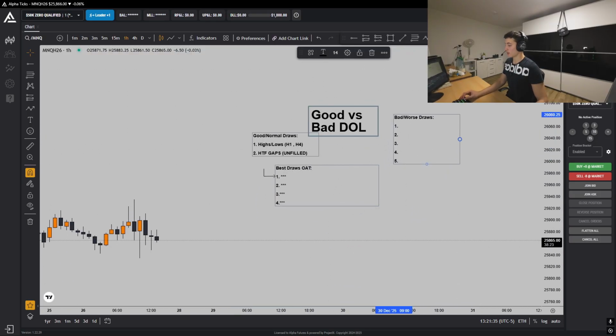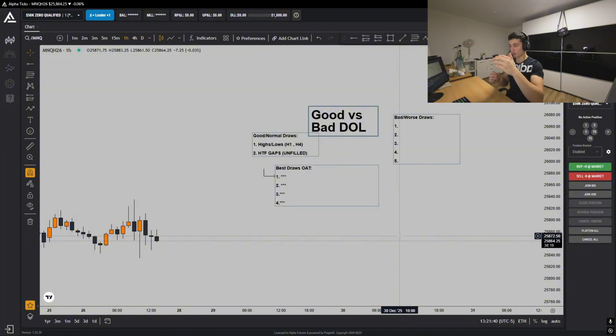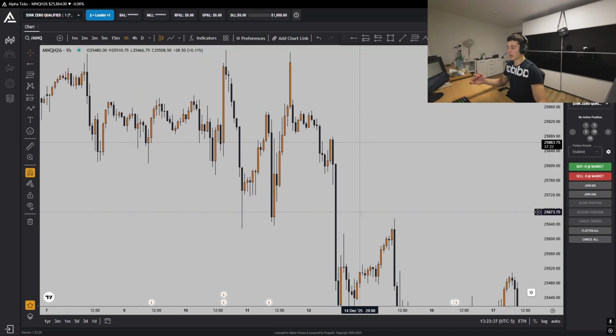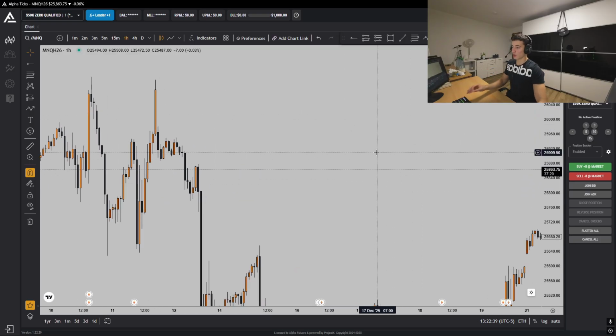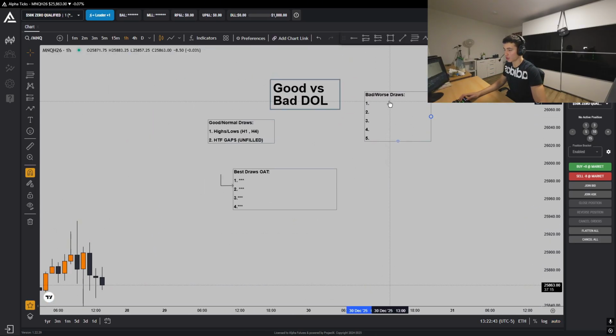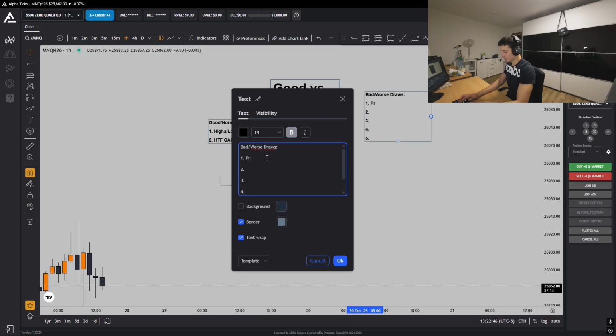Then there are bad or worse draws to target. They could still hit, but the probability of hitting is significantly lower. You always want to target unprotected highs and lows or unfilled higher time frame gaps. What do I mean by unprotected? Protected highs and lows, which is actually, boom, one of the worst or bad draw liquidities. Let's say protected, sponsored high or low.